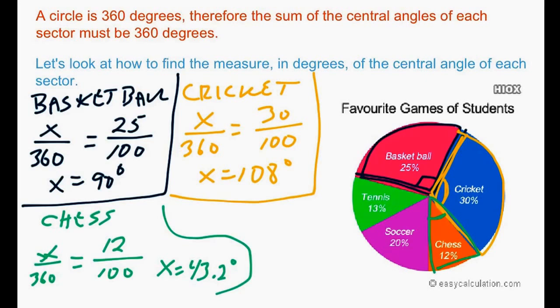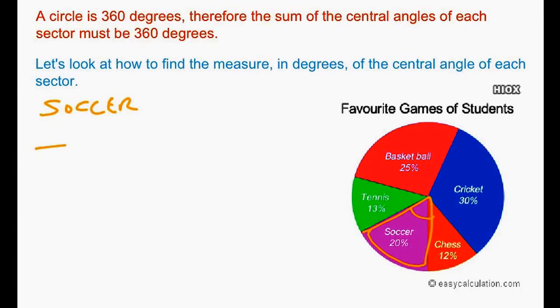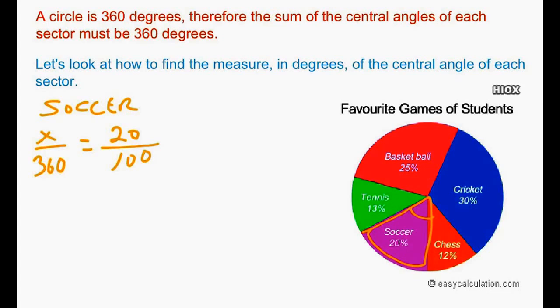All right, now we need to do soccer and tennis. All right, so soccer, that's right here. That's the central angle. And we'll make our proportion. Soccer is 20%, so that's 20 over 100. And we know it's out of 360. And we're solving for x. And once again, we're going to solve this proportion. And I get 66 degrees.